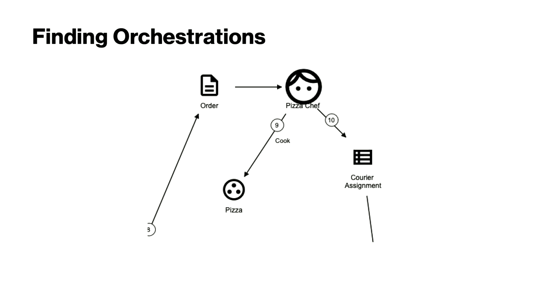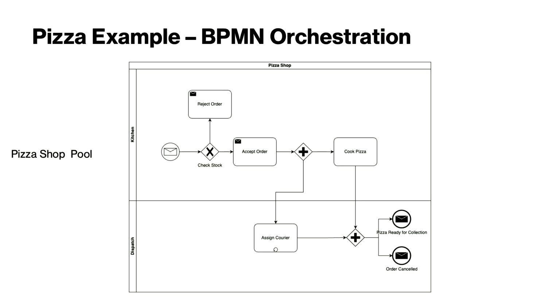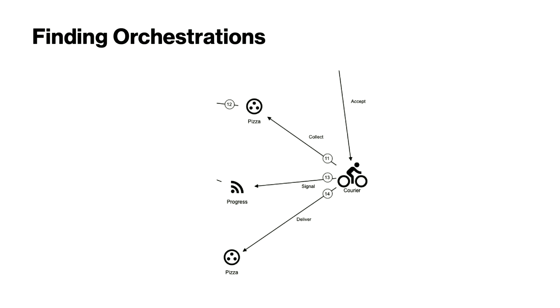Similarly, when I think about my pizza chef, who is cooking the pizza and arranging the couriers, I can think about a pool that relates to the chef, and he's going to accept or reject the order depending on how much stock we've got. And then in parallel, he's going to start cooking the pizza and arranging for a courier to come and pick it up when it's done. You'll notice I've got two boxes here. They're lanes, and they let me have parallel activities. The other lane is happening in parallel with the first one.